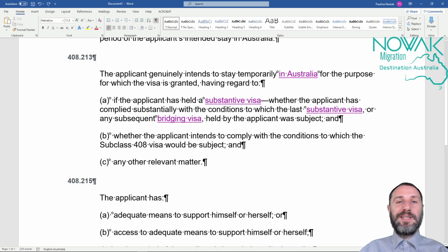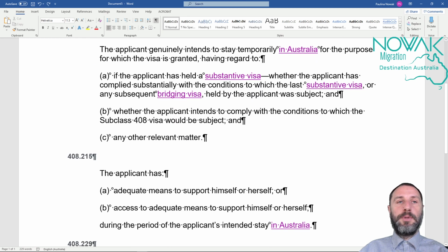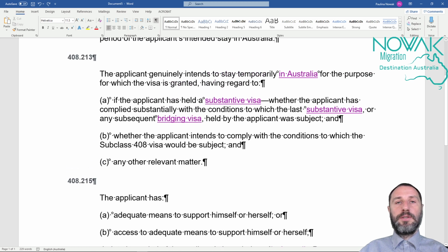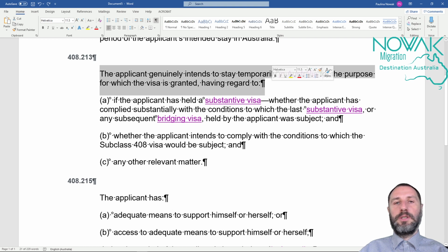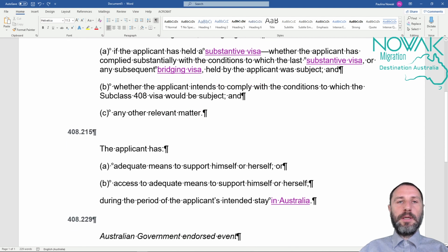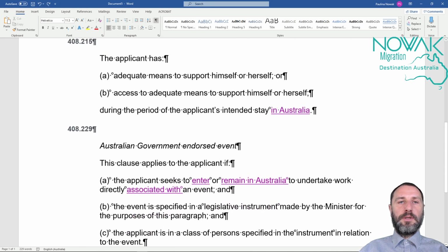The applicant genuinely intends to stay temporarily in Australia for the purpose for which the visa is granted, having regard to that. So the applicant must be willing to work to battle the pandemic, and to comply with the conditions on a relevant matter.